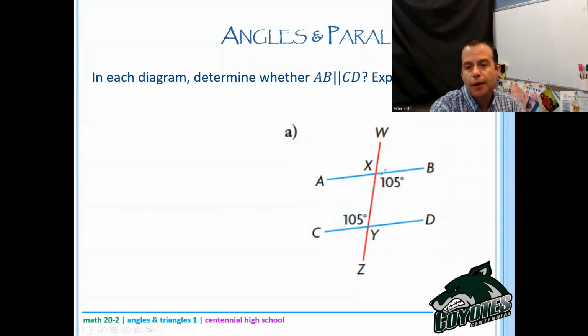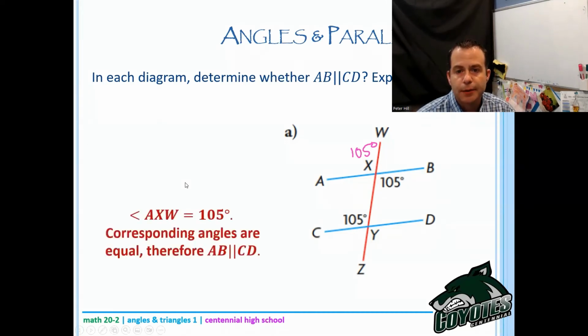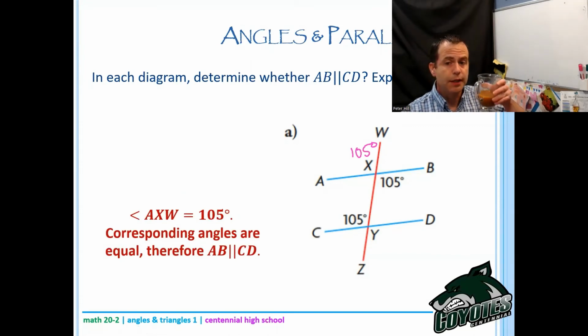Okay, all right, so I do know that AXW is going to be 105. That's probably the quickest way to do this. Those are vertically opposite. Okay, so AXW is 105, and then that tells me corresponding angles are equal, so I can conclude AB is running parallel to CD.